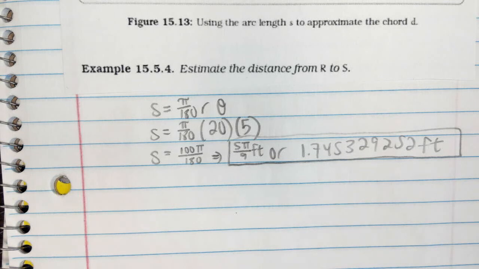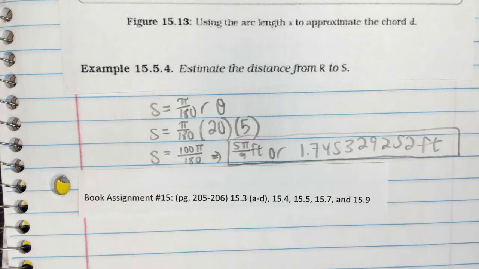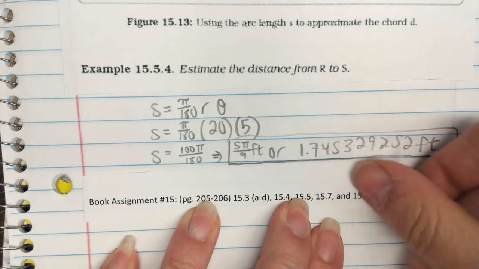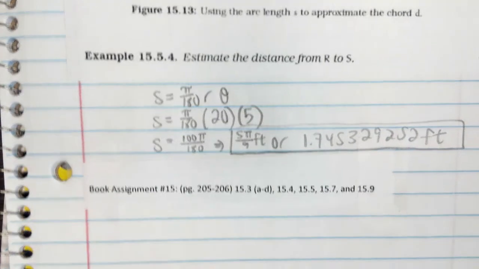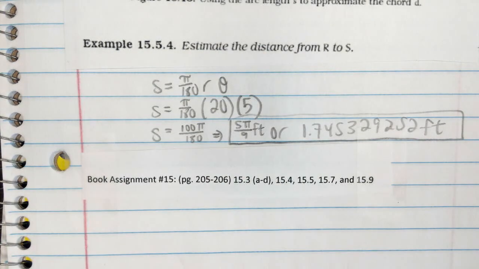Now, I don't know if I've already assigned a book assignment 15. If I haven't, I have it right here for you. I'm going to tape it up. I definitely miss my paper cutter because I don't cut very straight without it. But there it is. It's going to be on page 205 to 206, 15.3, A through D, 15.4, 15.5, 15.7, and 15.9. You will want to watch the next video on chapter 16, and you'll also want to do any practice for chapter 15 as well if you have the time to do so. I would highly recommend it. There is some practice, I think, on finding areas of sectors, which is this basic skill right here that I think you should give a shot as well.